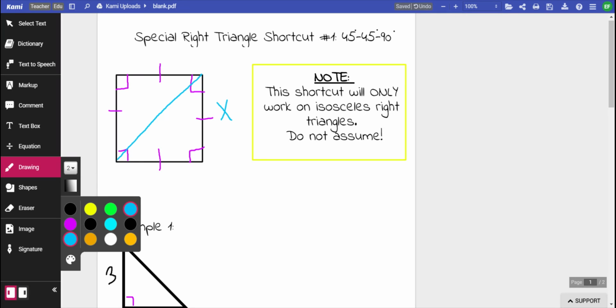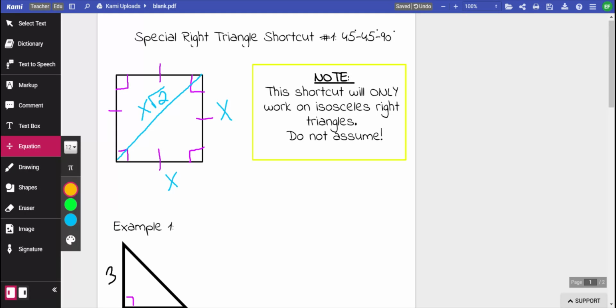So our rule states that whatever this side length is, this side is the exact same length. And if we do the Pythagorean theorem and simplify our radical, we will find that the length of this hypotenuse is, again, that exact same length as our legs, but multiplied by the square root of 2. So that is our 45, 45, 90 special right triangle shortcut.